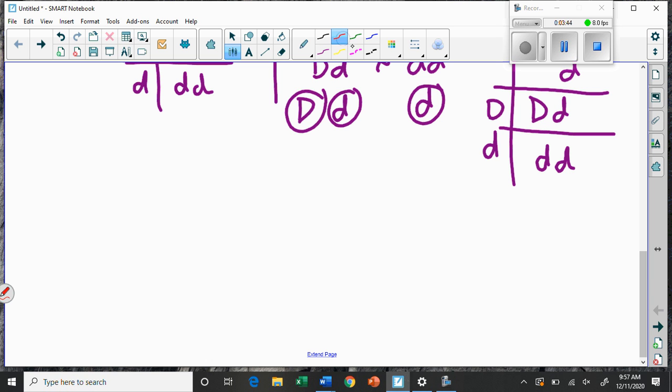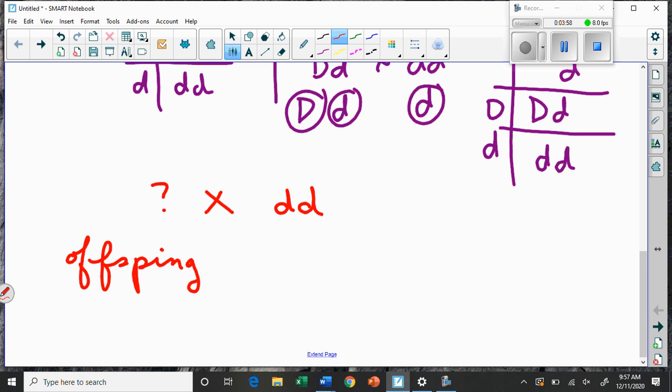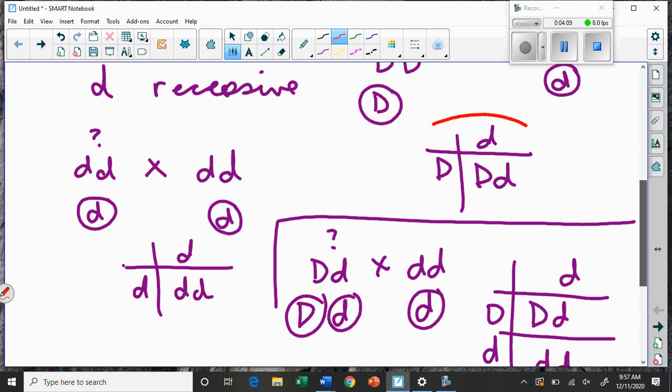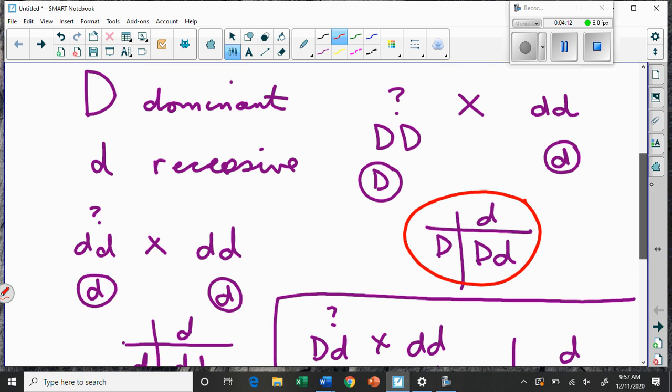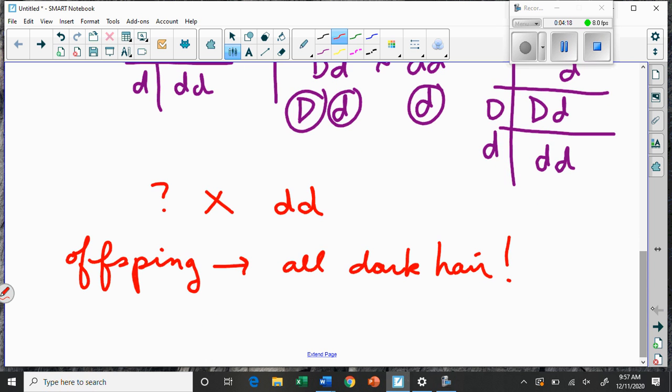So let's say we have an unknown parent, and we cross that with a homozygous recessive parent, and the offspring come out, and they're all dark hair. All dark hair. Well, that means it has to be this situation, which means we know that the genotype of the unknown parent must be this. So that would tell us after that cross that the parent must have been a double large D, homozygous dominant.